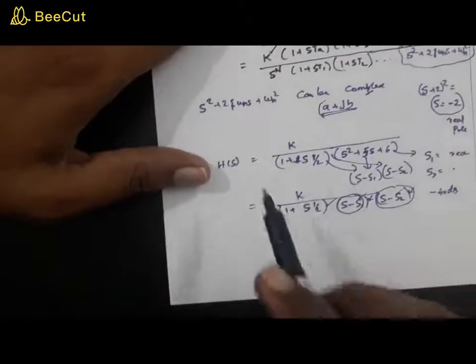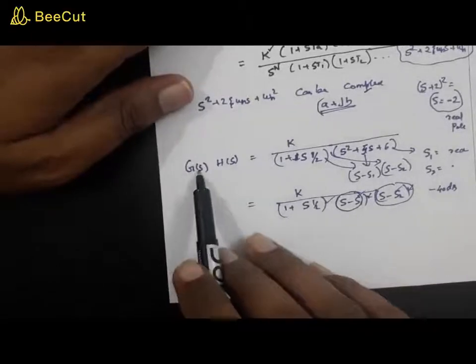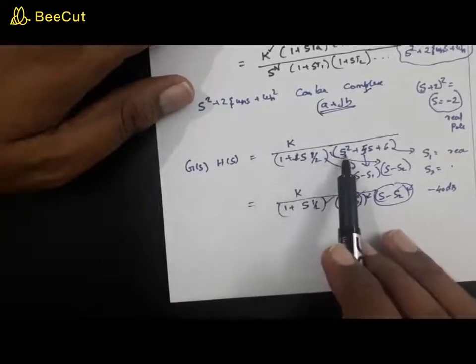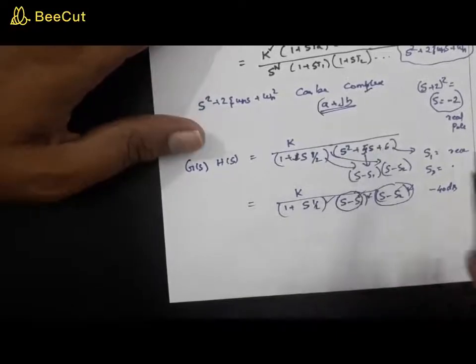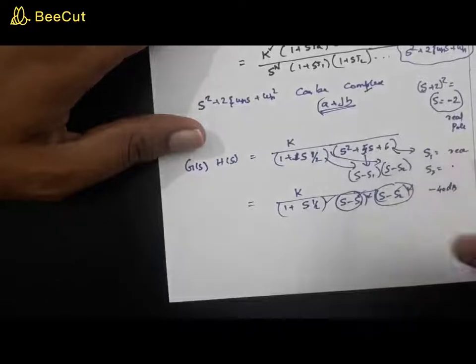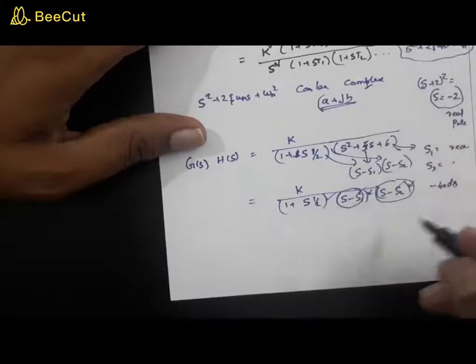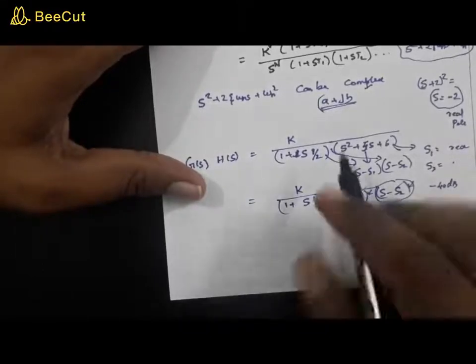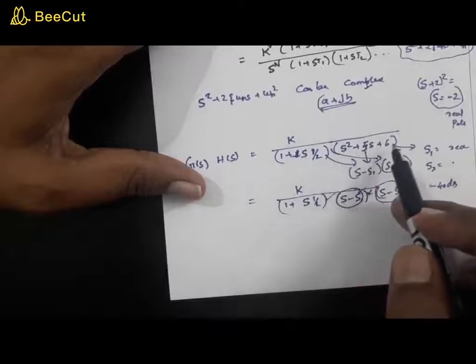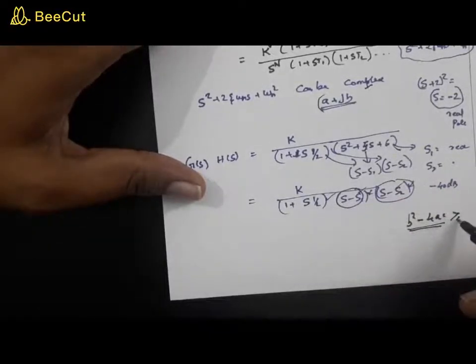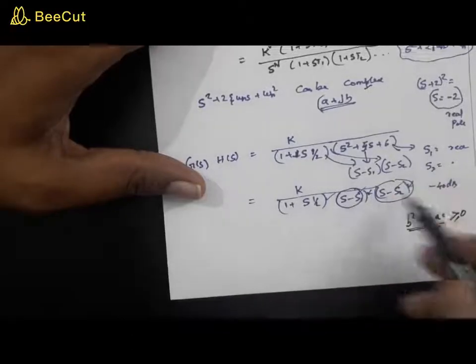Say, for example, if you have G(s)H(s) something like this, 1 by s into half into (s square plus 5s plus 6). When you encounter a quadratic expression like this, the first thing you need to do is check whether the roots are real. You don't even need to factorize it. Just find b square minus 4ac, where the quadratic is a s square plus b s plus c. If it is greater than or equal to 0, it's not a problem.